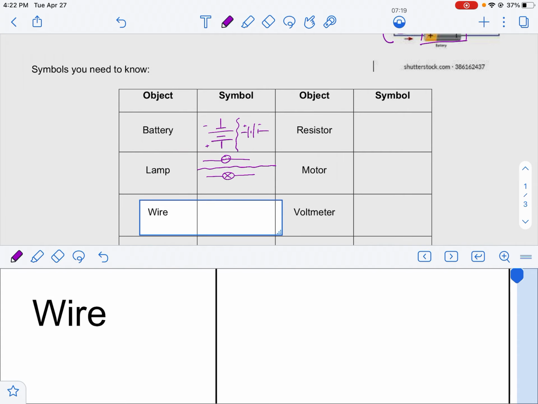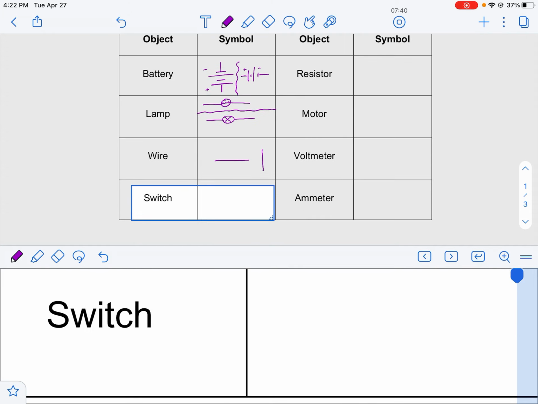All right, next symbol is a wire, and you've got this one figured out, right? A wire is just a line, and it can go in any direction. Okay, well, I'm sorry, it can go up and down, or it can go sideways. We don't usually draw them diagonally, okay? We usually make our circuits in nice, neat boxes. All right, so wires are just straight lines showing how the charge moves.